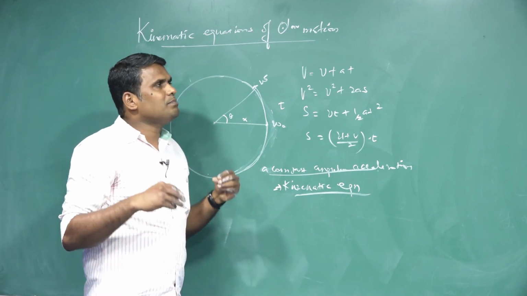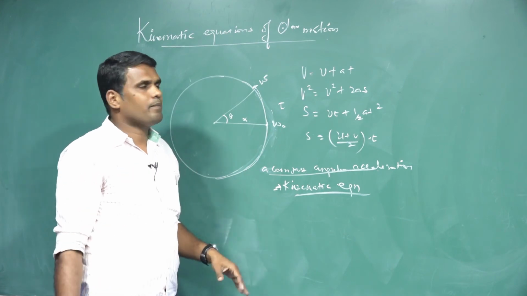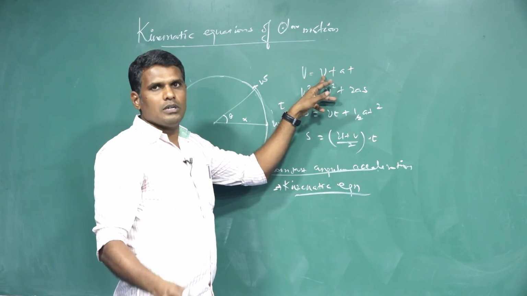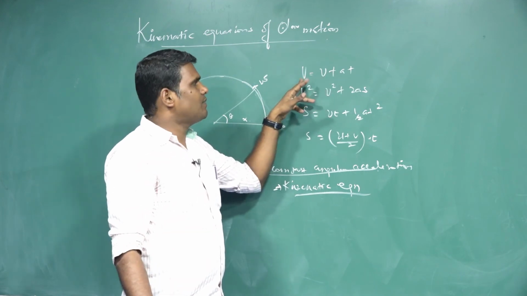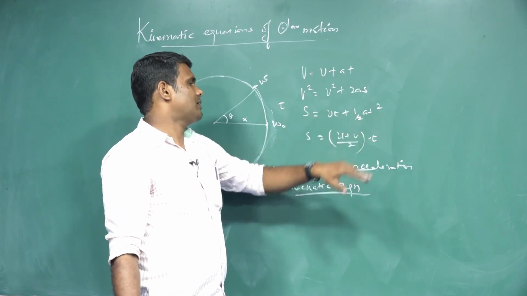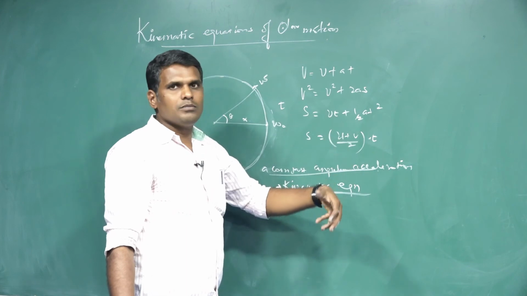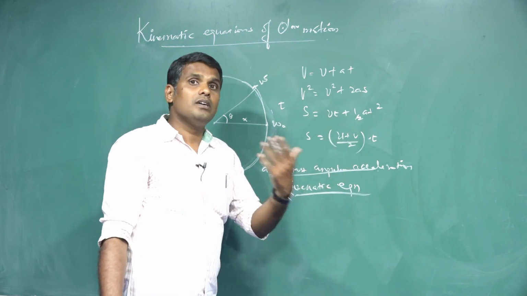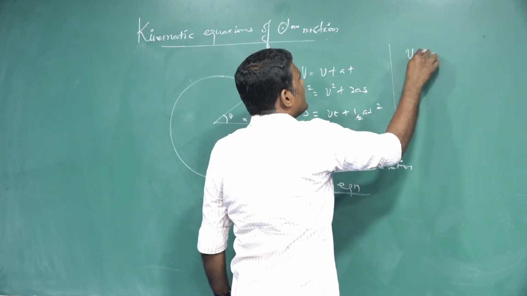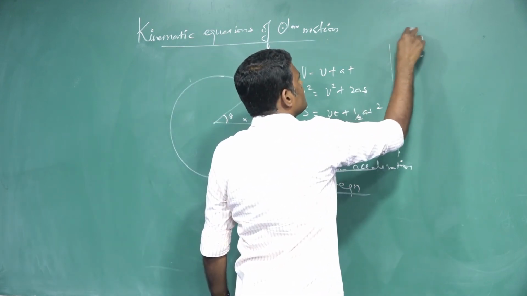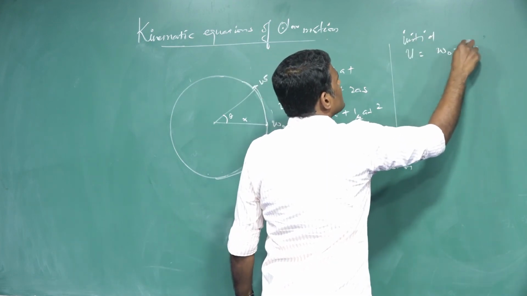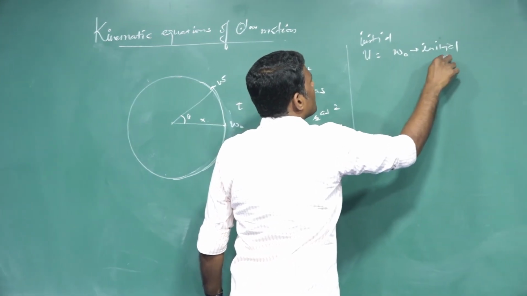Now, there are simple manipulations that we have to make here. In linear motion, u refers to the initial velocity, v refers to final velocity, a refers to acceleration, s refers to displacement. The same terms are expressed in terms related to circular motion. I can say here u, the initial velocity, must be replaced as omega naught, which is the initial angular velocity.